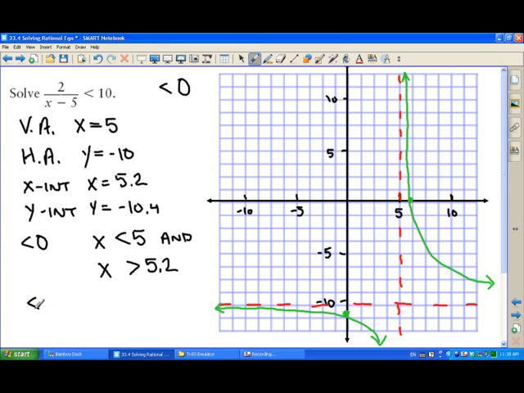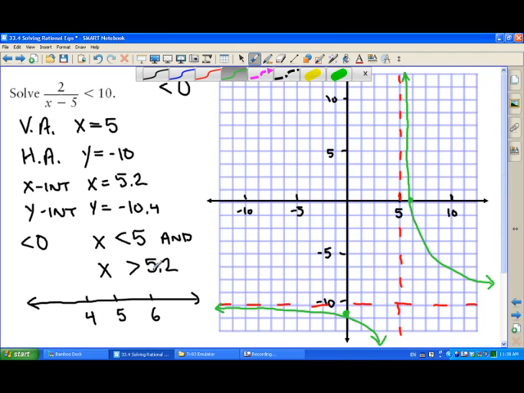If I wanted to do this on a number line, I would mark something like this. I would do an open circle at 5 with an arrow pointing down towards the negative values, and I would do another open circle at 5.2.